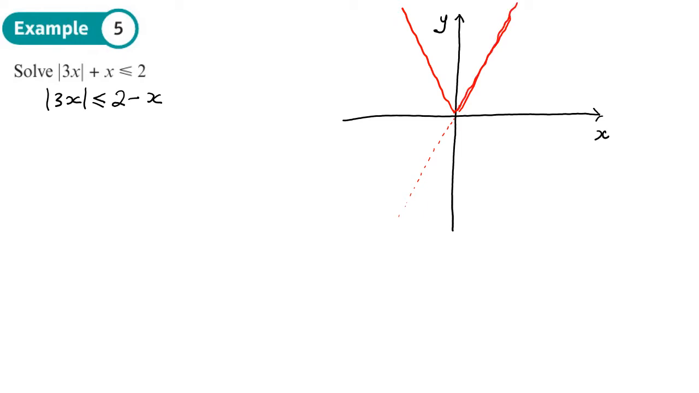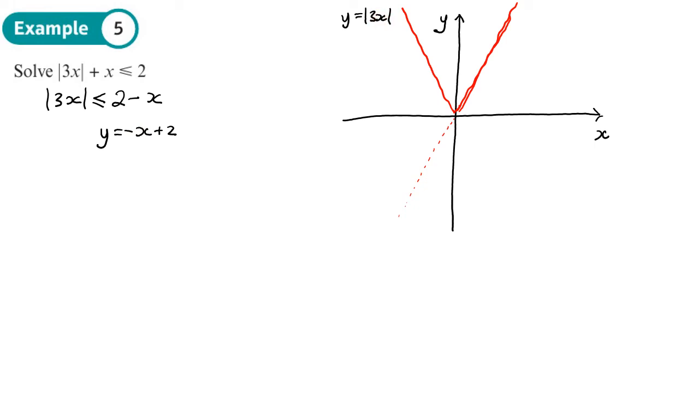And then we want to draw the graph of y equals 2 minus x. So let's just label this one first: y equals modulus 3x. Now, the other line we're going to draw is basically y equals negative x plus 2. Now, this graph is less steep than this one.